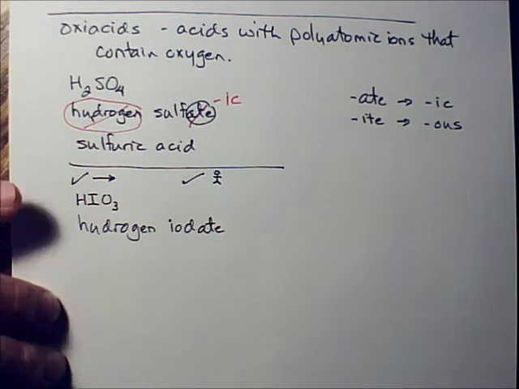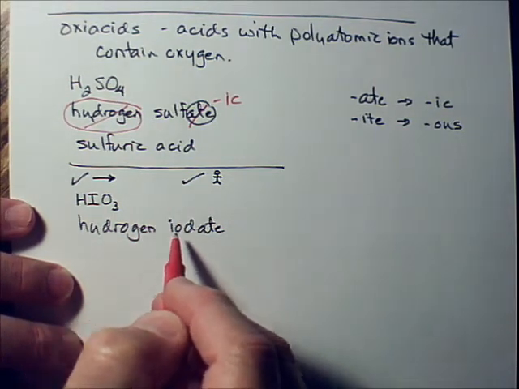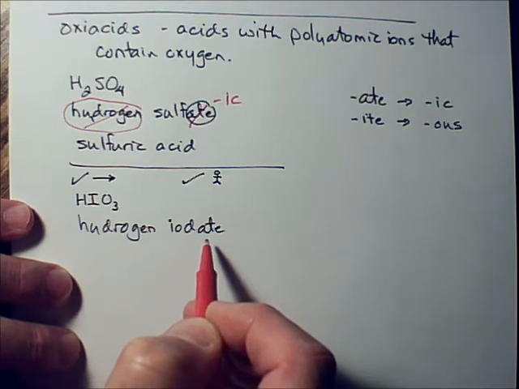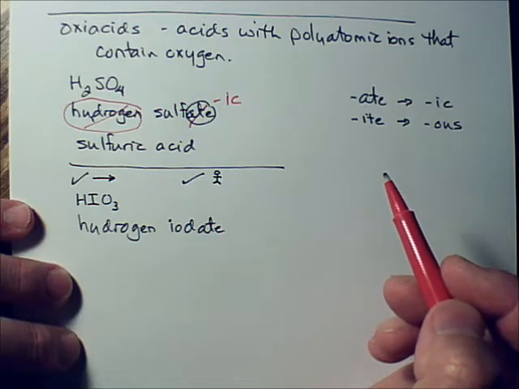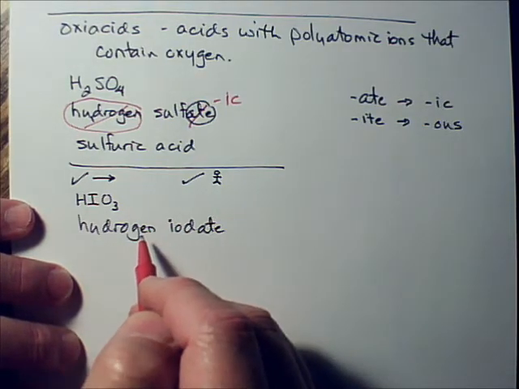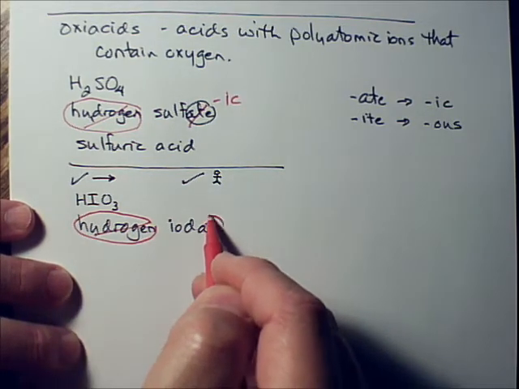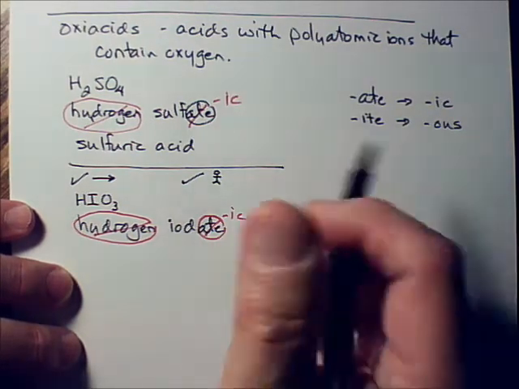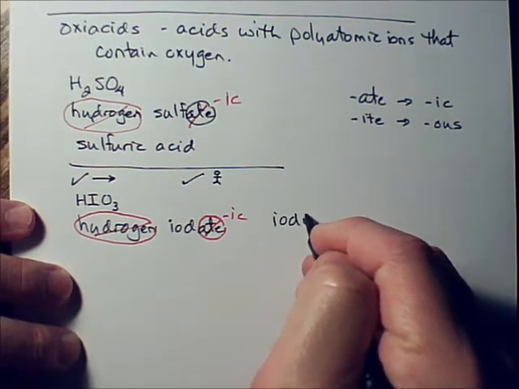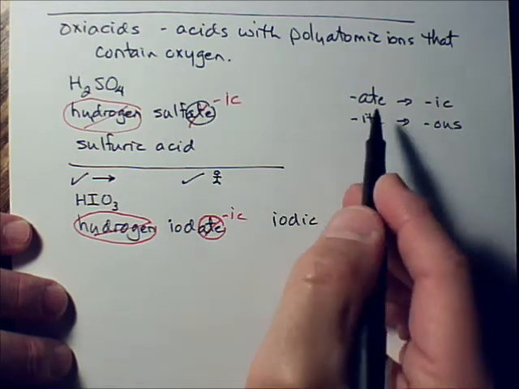Man, when do we have this test? Probably Thursday. So if it has a polyatomic ion in it, and the ATE endings and ITE endings tell you there's a polyatomic ion in the formula, we're going to drop the word hydrogen off the front entirely, and we're going to change ATE to IC, and what are we going to call the acid? Iodic acid. ITE endings become OUS, ATE endings become IC.